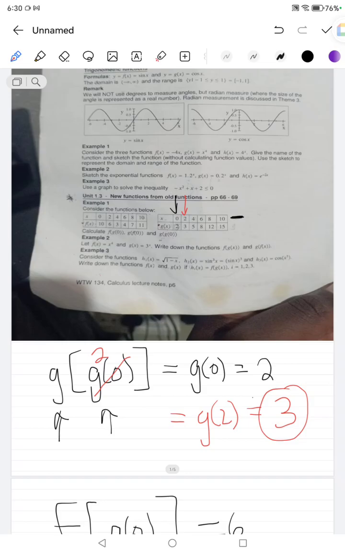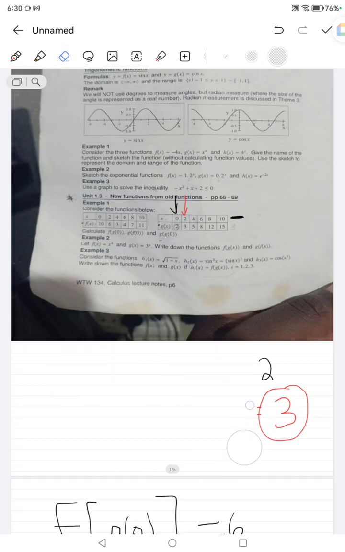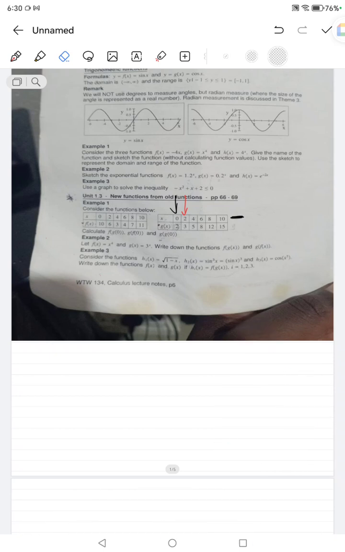Then we're going to move to example 2. Example 2 is that you're going to get it in 3 ways. Like in unit 1.3, they've tried to at least include 3 examples. So should these examples be in the exam, you're going to get them in one of these ways. So please ensure that you understand all the ways.